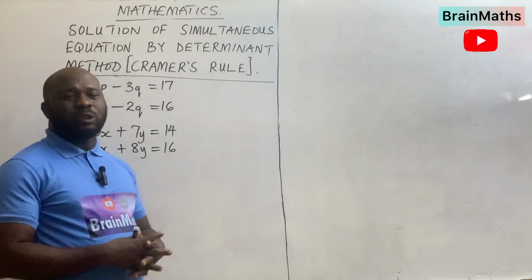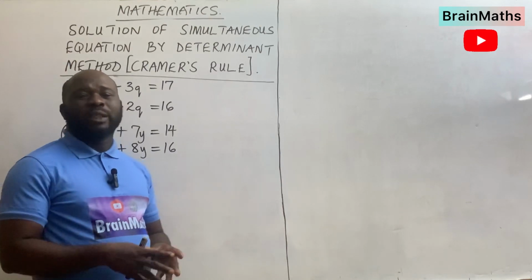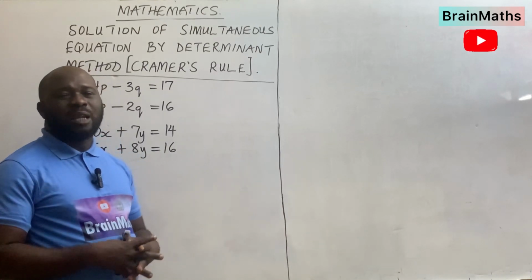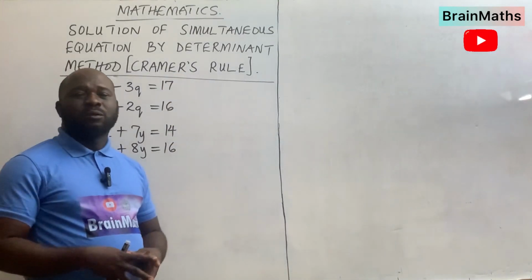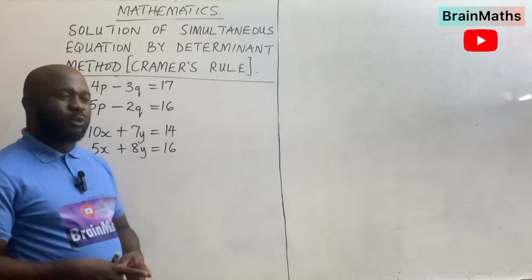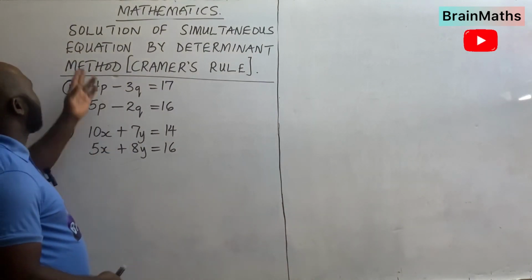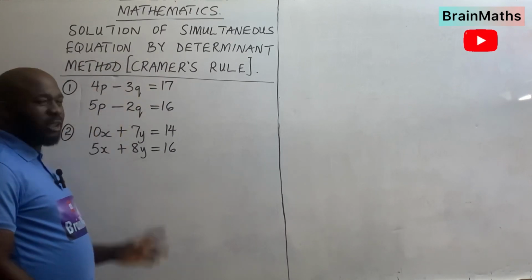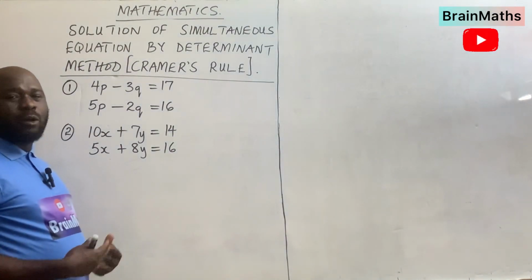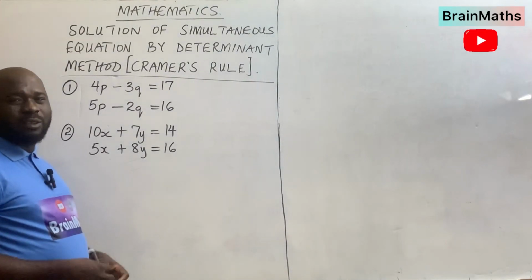Any simultaneous equation given to you, if you don't want to use any of the known methods for solving simultaneous equations, you can as well try to solve it using the CRAMER'S rule. The CRAMER'S rule is the simultaneous equation by determinant method as mentioned. How do we get the determinants from this equation that is given to us?